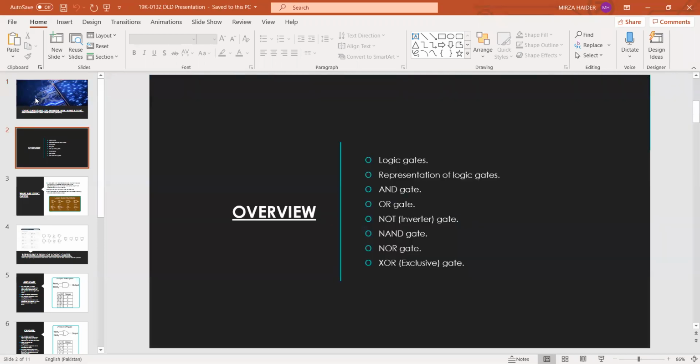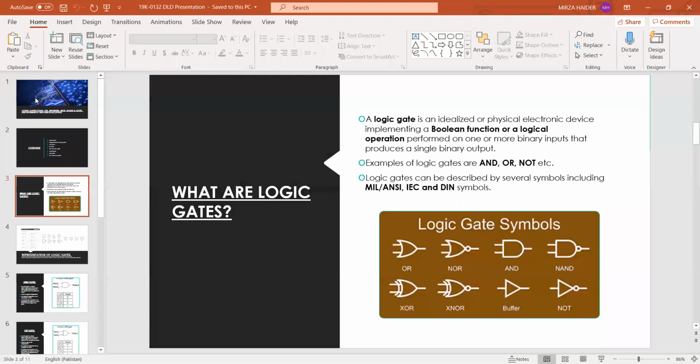So, let me go over what we're going to cover in this presentation. The first thing that we're going to cover is logic gates, then representation of logic gates, AND gate, OR gate, NOT or inverted gate, NAND gate, NOR gate, XOR or exclusive gate, and then we are going to conclude our presentation. So let us move on towards our presentation.